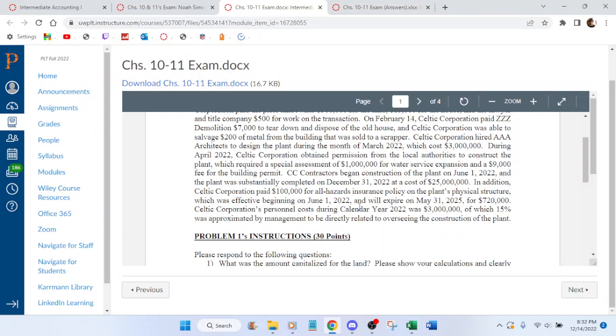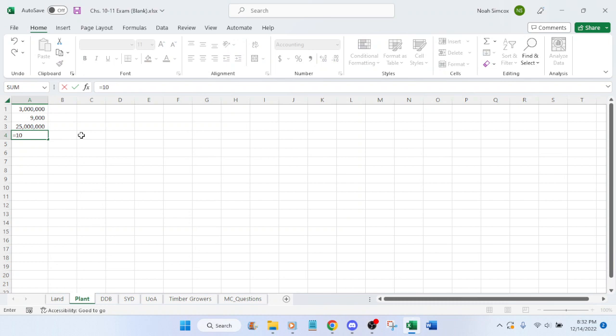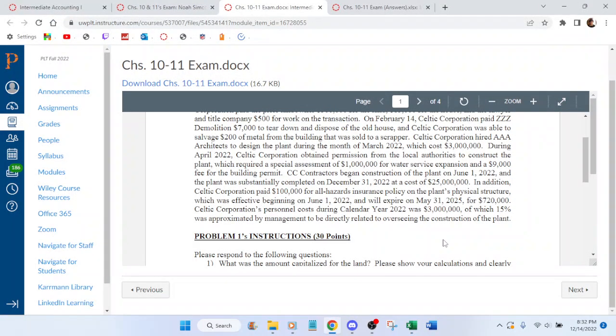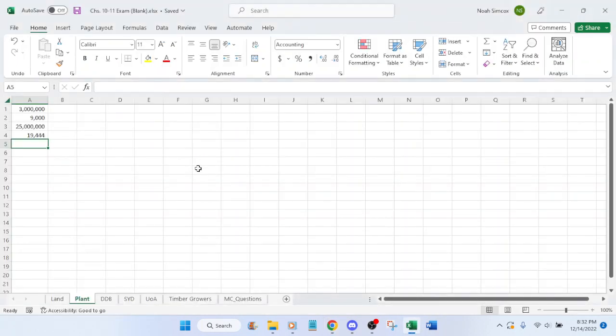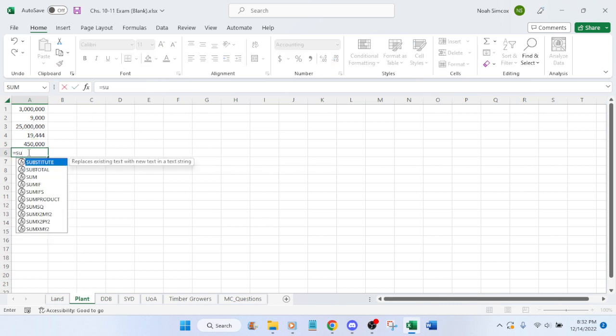Therefore, there was a total of 7 months of construction, and it's a 3-year policy. Therefore, you do 100 times 7 divided by 36, and then you have personnel costs. You have 3 million times 15%. Right? There's no way. Okay, stop. Equals sum of those.